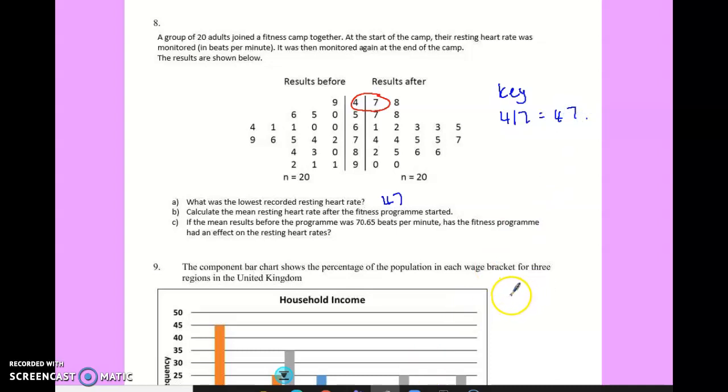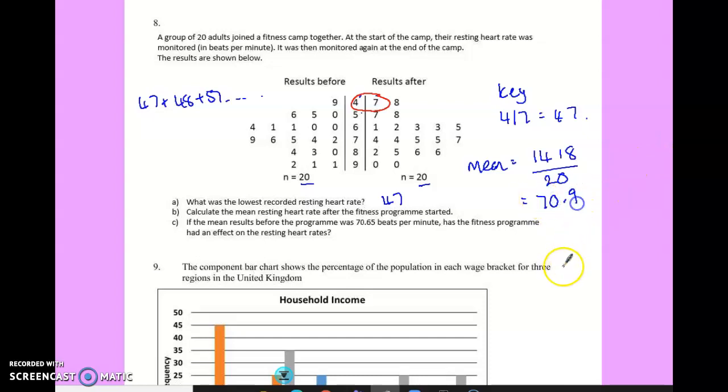Calculate the mean resting heart rate after the fitness program started. So I'm adding up all of these. So I'm doing 47, add 48, add 57, and so on. I'm just going to pause while I add those all up. Okay, adding them all up then, I got 1,418. There are 20 numbers altogether, so I'm going to divide that by 20. And I get 70.9.